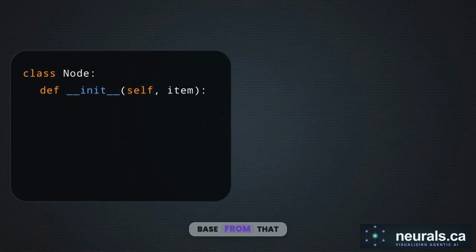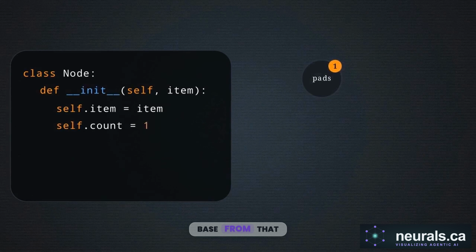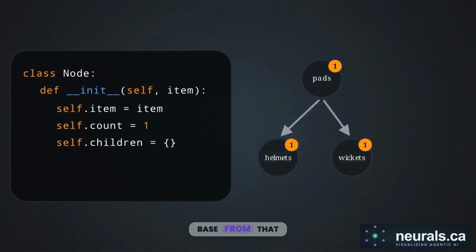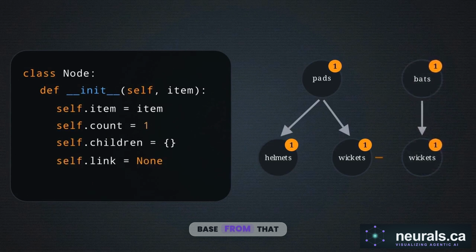Everything starts with the node class. When a node is created, it needs an item name, and we initialize its count at exactly 1. From there, the tree needs a way to branch downward. We handle that by giving each node a children dictionary, which maps to the next items in the transaction. But the vertical branches aren't enough. We also need a horizontal connection for the header table side list. That's what the link variable is for.